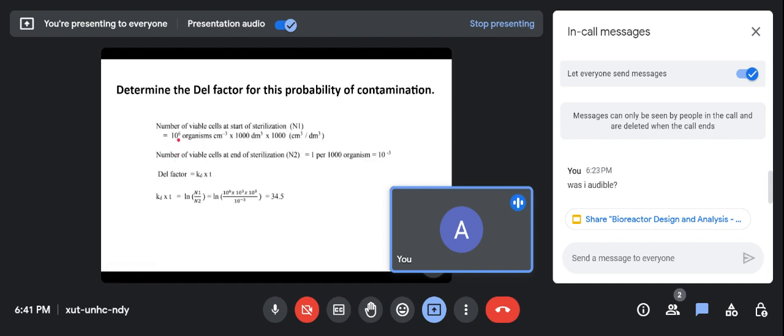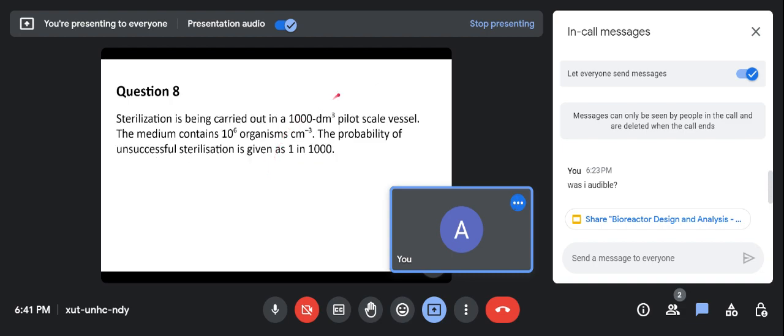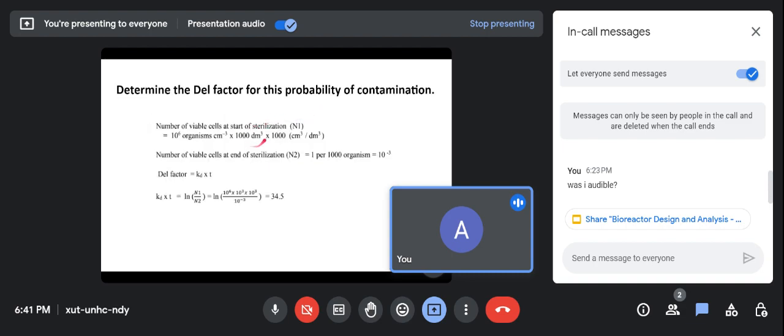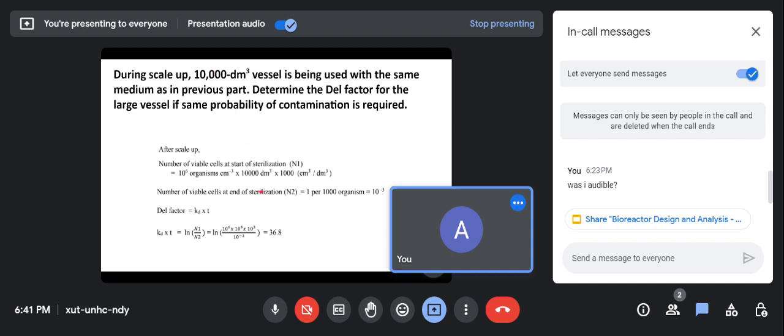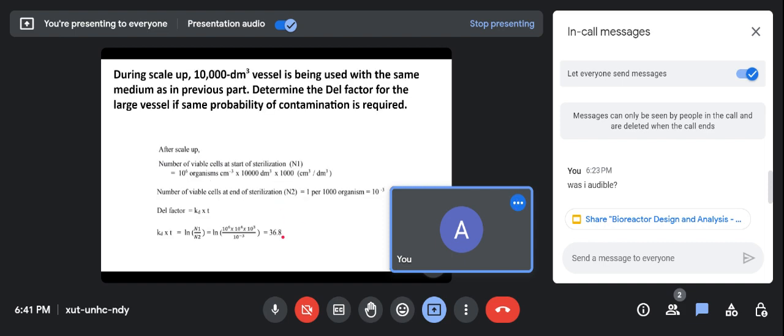So here you had taken the number of organisms remains the same here also, but the volume of the vessel changes. Since it was a 1000 dm³ vessel, that is what is written here, but now it is a 10,000 dm³ vessel, right? So that is what is written here, into 1000 again for conversion. So the number of viable cells at the end of sterilization is again the same, so that is 10 to the power minus 3. So again, if you take ln, you will get a del factor of 36.8. So it has increased from 34.5 to 36.8 with the increase in the size of the vessel.